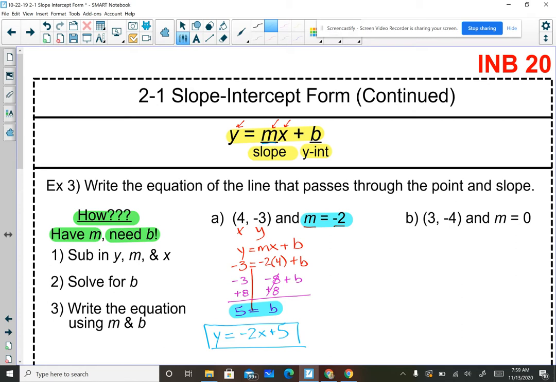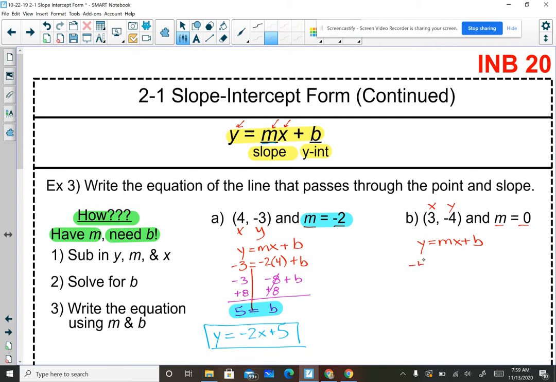Okay, so let's look at that one more time to make sure we got it. So we're going to start with y equals mx plus b, and we're going to substitute in y, m, and x. So here's my x, here's my y, and then here's my m. All right, so here we go.